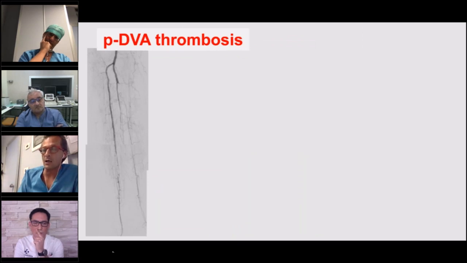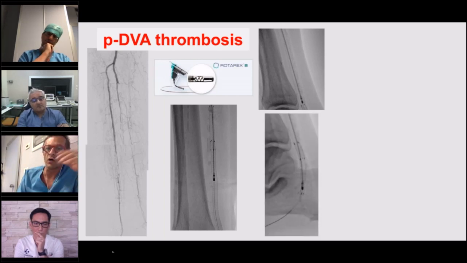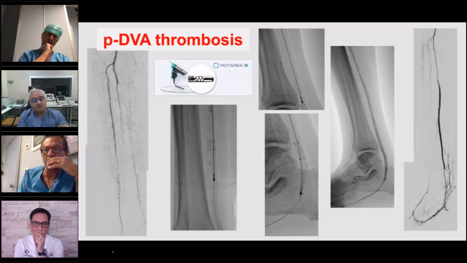The other complication, of course, is the thrombosis of our arterialization. In this case, usually we perform a recanalization using Rotarex in order to remove all thrombotic material in order to restore the flow into the foot.